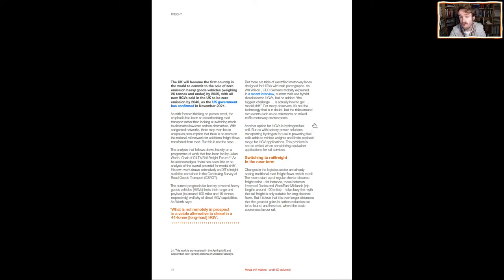So the reality is the best thing to do is to just get rid of 44-ton HGVs. Get rid of them. They're gone. And then you do all the logistics for 44-ton HGVs on rail, and then you use distribution centres with smaller vehicles that can be electric at the end of the journey. So the only viable future, although government refuses to admit it, is you get rid of the 44-ton HGV.